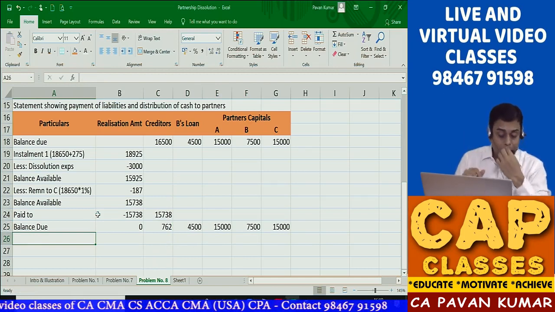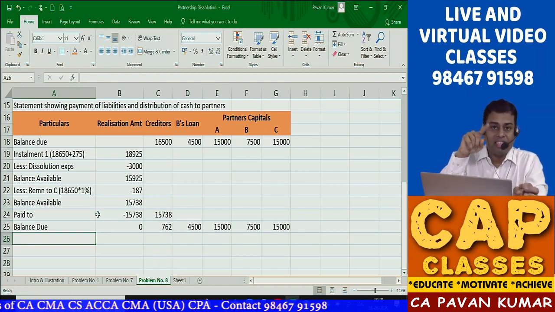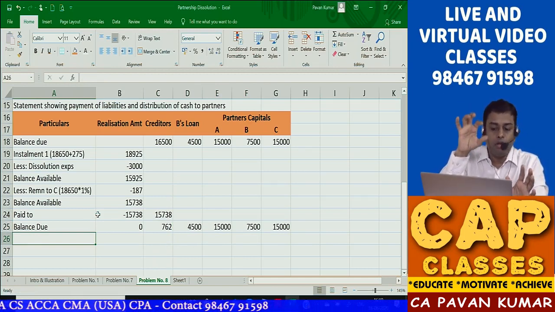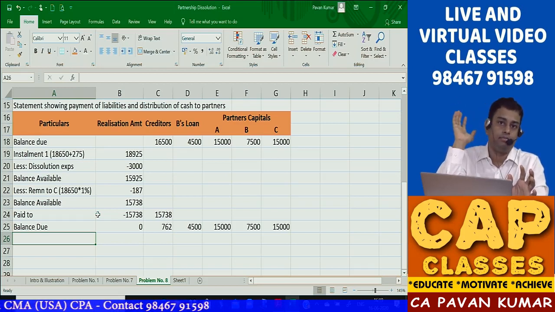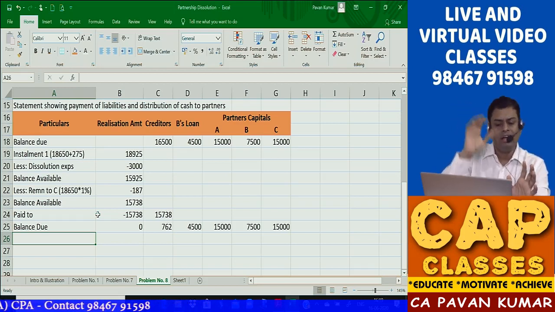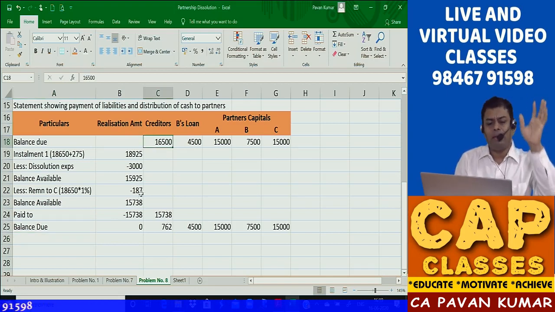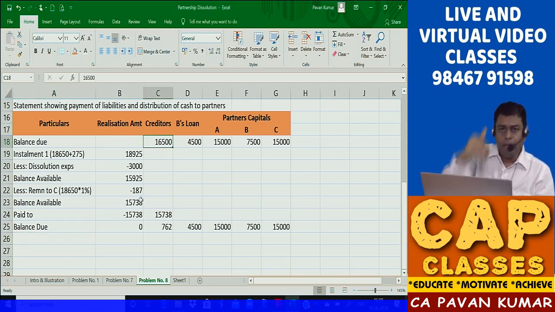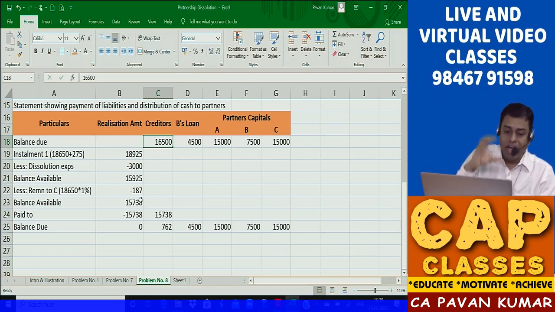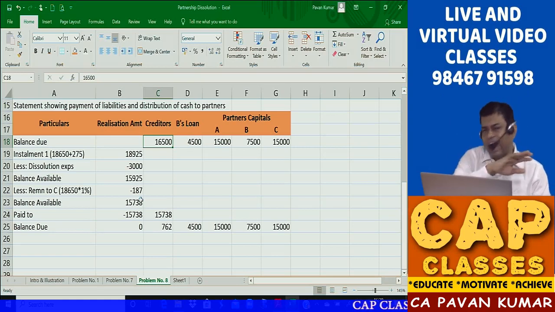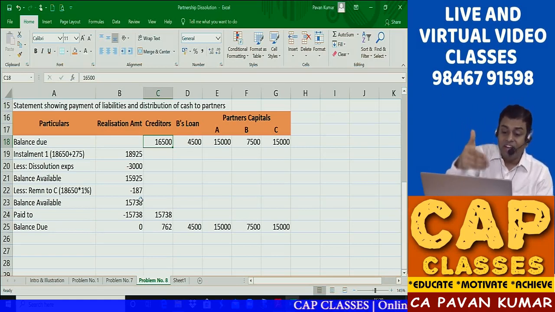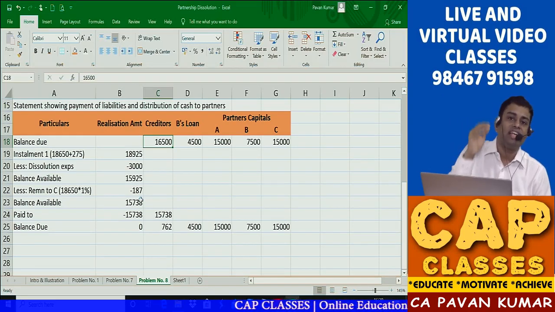My dear friends, remember you need to pay 16,500 to creditors, but you paid only 15,900. They have given a discount. You could have subtracted that here itself. I don't mind if you write balance due 16,500 minus discount given 600. Take the discount to P&L account. Balance to be paid to them 15,900. I don't mind. But ICAI has given this kind of answer, so we are following the ICAI answer.